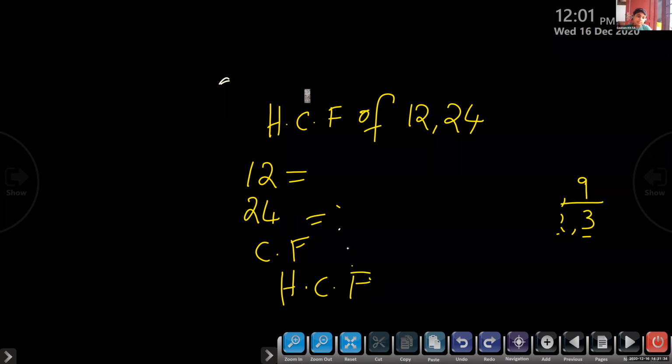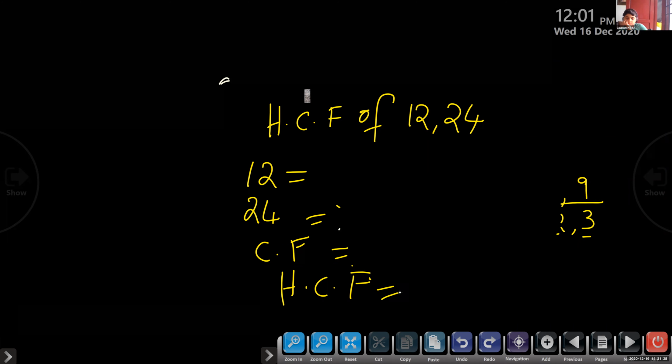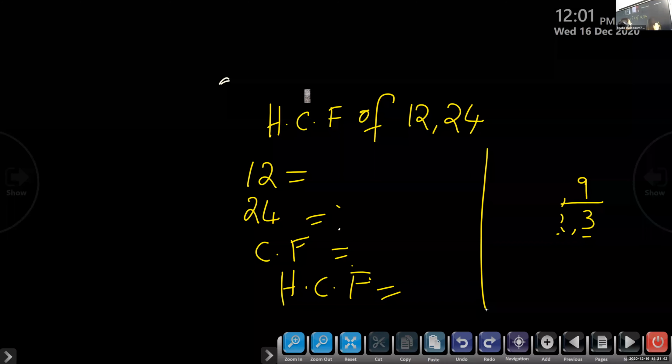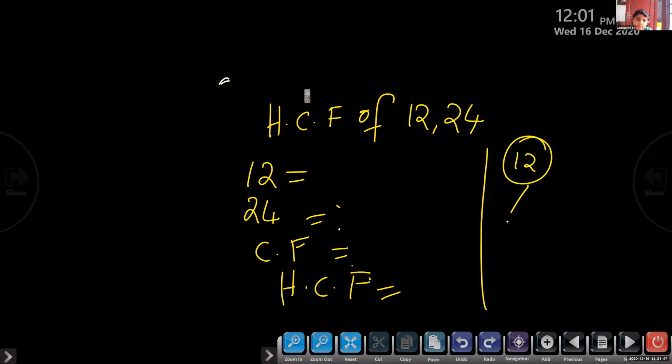Ma'am, finished. After that, children, if you want to do another method, which method? Prime factorization, the dividing method. Use the factor tree.